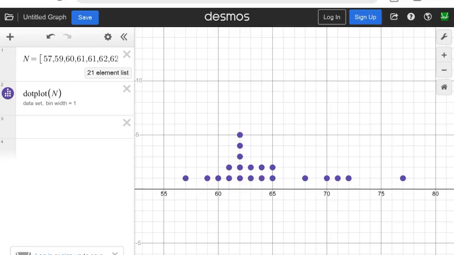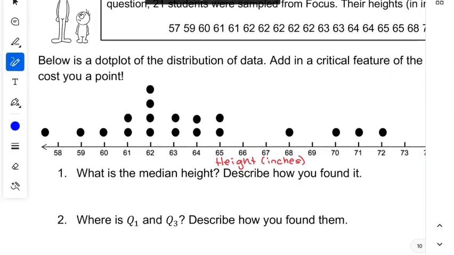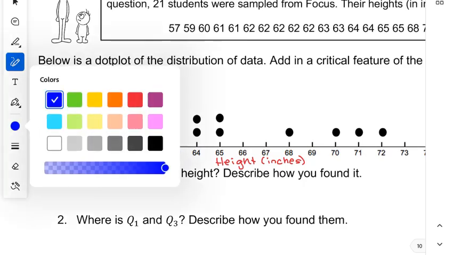If our data was in the tenths place or anything like that, and you want every dot to represent a location, then you would change that to 0.1 or 0.01, whatever it is. You've got to change your decimal for the bin width. So these just all go on top of each other, wherever they're located. You can click a dot and see what it represents.